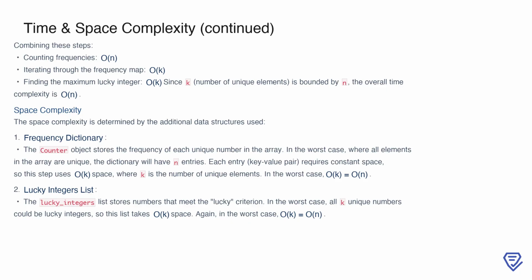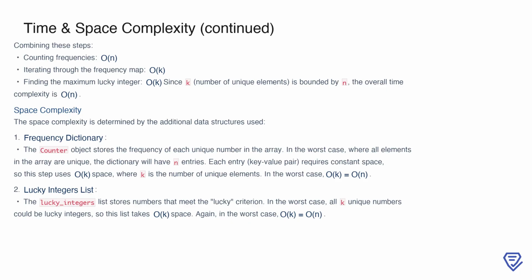Since k, the number of unique elements, is bounded by n in the worst case, the overall time complexity simplifies to O(n). Now, let's look at the space complexity. The two main data structures used are the frequency dictionary and the list of lucky integers. The frequency dictionary, implemented using a Counter object, stores one entry for each unique number in the array. In the worst case, where all elements in the array are unique, it will have n entries, leading to a space complexity of O(k), which simplifies to O(n) when k equals n.